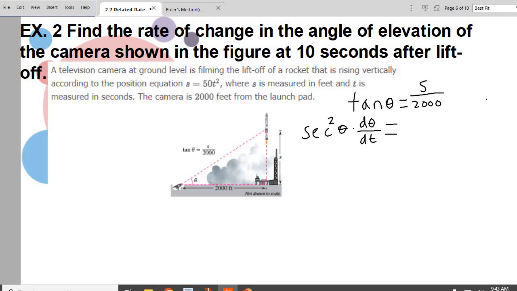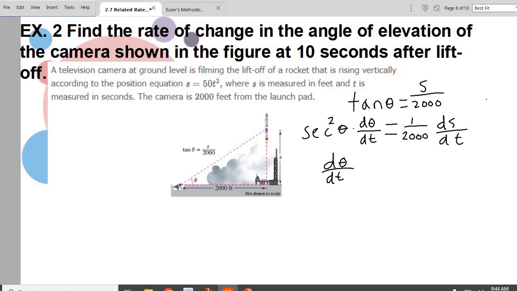So what is the derivative of s? 1. ds dt. Yes, but then I also have 1 divided by 2,000, right? And then, yes, we have to have a ds dt. What are we solving for? d theta dt. So what do I need to do to get d theta dt by itself? You need to put secant squared theta on the other side, which I would do by dividing by secant squared.